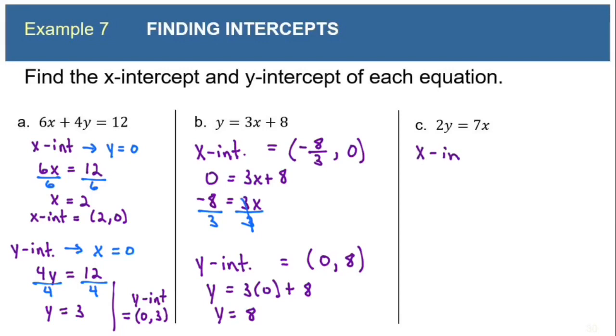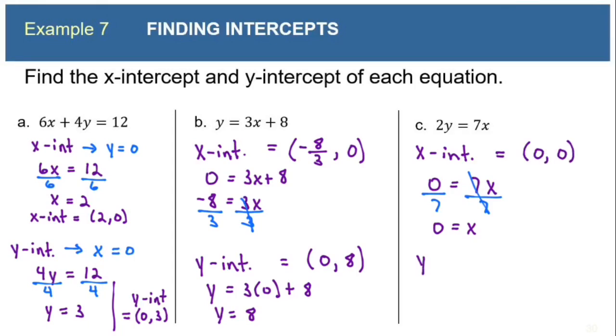Okay, so first, to find the x-intercept, we plug in 0 for y. That's going to give us 2 times 0 on the left side, which is just 0. Now to isolate x, divide both sides by 7, and x equals 0 divided by 7. We know that 0 on the top is 0. So x equals 0, and therefore our x-intercept is at 0, 0.